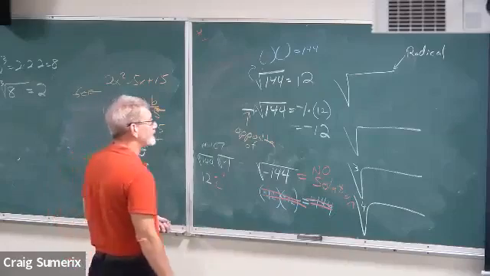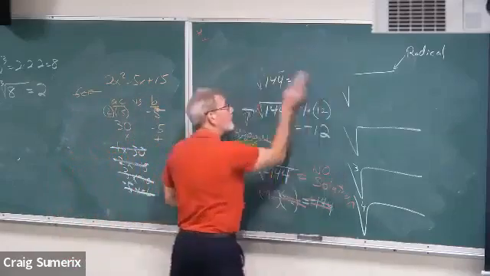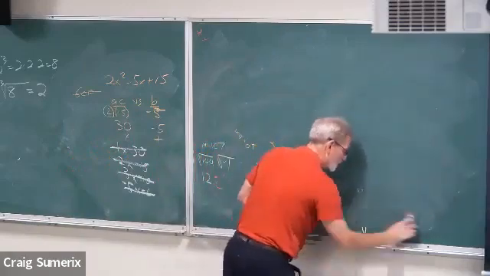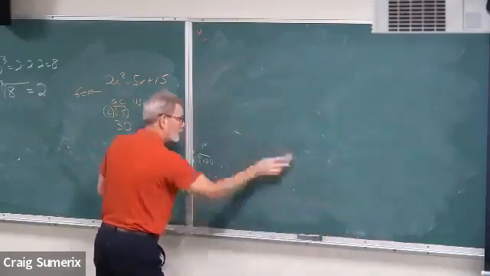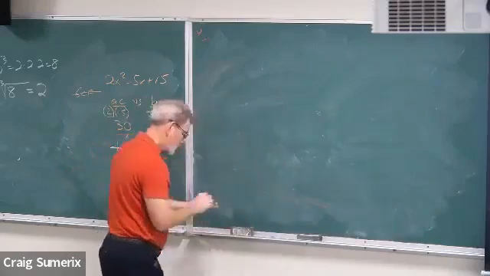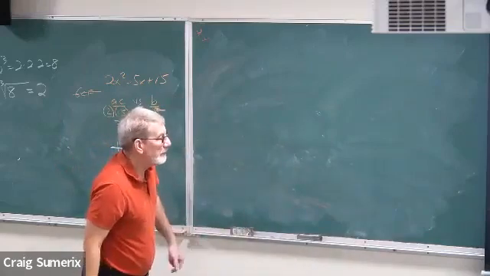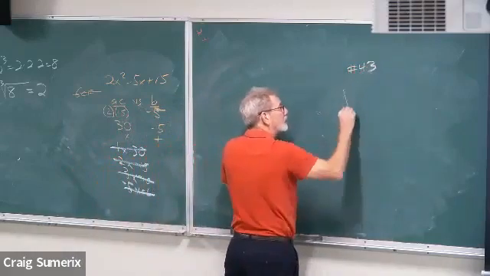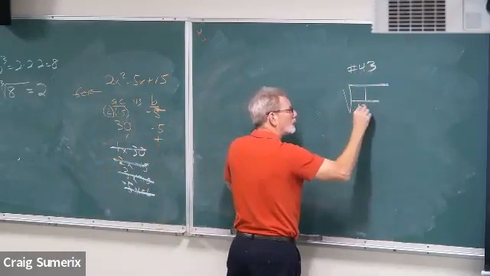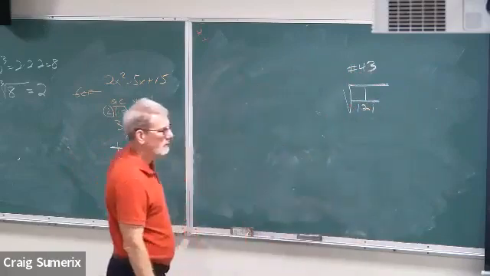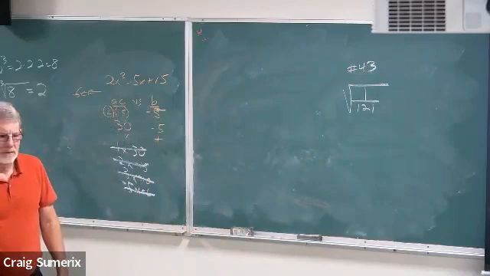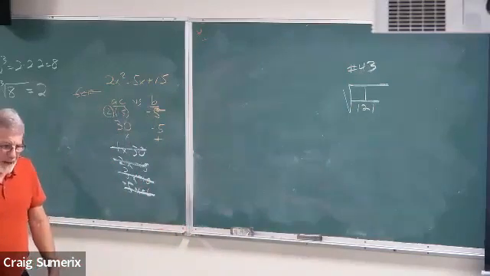What if there's a fraction involved? What if it's like number 43? The square root of 1 over 121. Now you got two options.